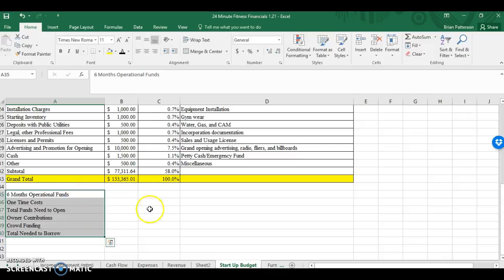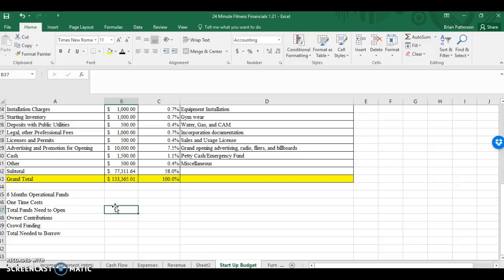So type these words in real quick. You can put the video on pause. We need to find out how much money it's going to cost for the first 6 months of our business. We're not going to have enough money to pay our bills. We're going to have to borrow that money from the bank. We also need to factor in our one-time cost. And those two numbers together are going to tell us how much money we need total to open.